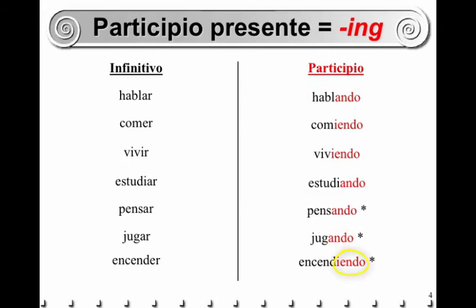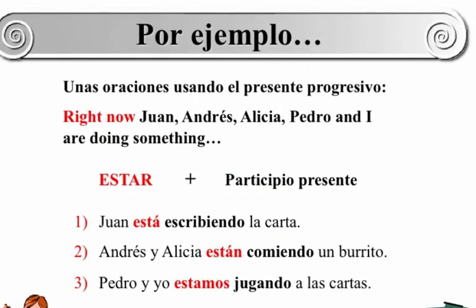Now notice the ones with the asterisk next to them means that these words do not have a stem change in the participle, but they do have a stem change in present tense. Now that you know what verbs you need to create the present progressive, let's look at examples of how to do it in real conversation. Well, let's take a look.